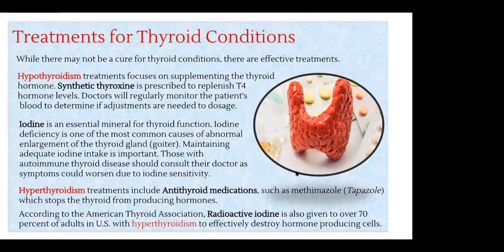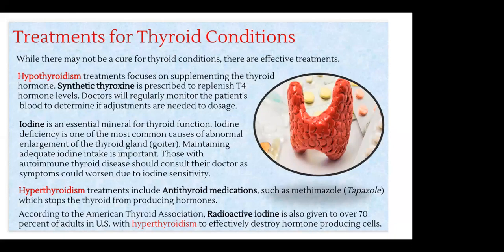So let's look at some of the traditional treatments that we use for thyroid conditions. While there may not be a cure for thyroid conditions, there are some effective treatments out there. Well, let's look at hypothyroidism. One of the main concerns in hypothyroidism is to really replace those thyroid hormones that are deficient. So we typically prescribe Synthroid or a synthetic thyroxine, which replenishes the T4 hormone levels.